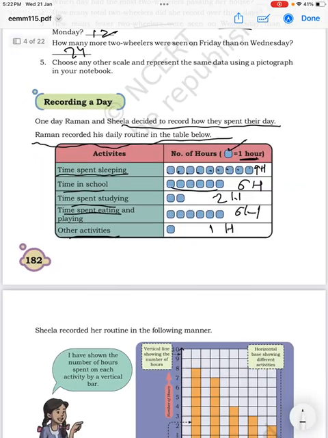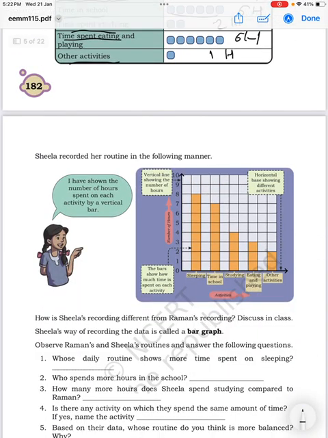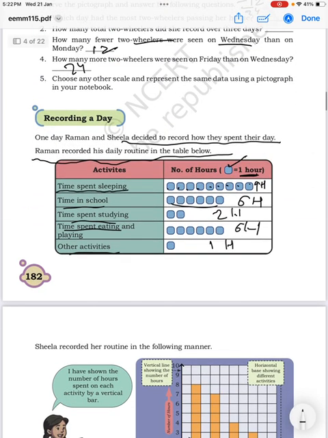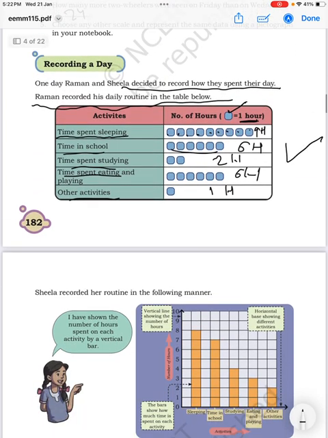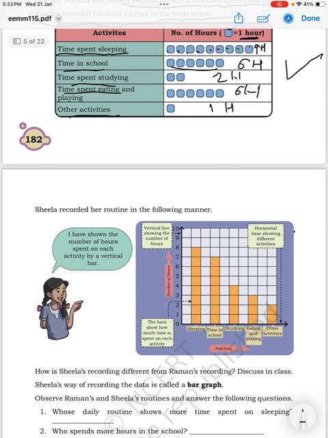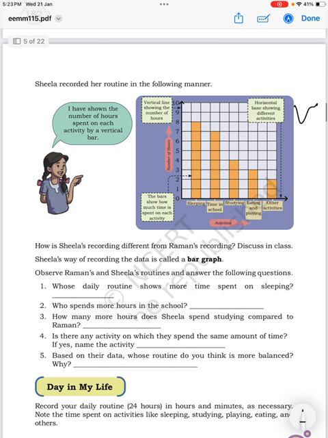In this way, Sheila recorded her routine in the following manner. You can see this is one way to show how we spend our time in a day, and this is the other way. Although they both are showing the same thing, time spent, their techniques are different to show the same data. So to show the same data we have many methods. It's up to you what method we use and which method will look better to present the data. So she is using bars.